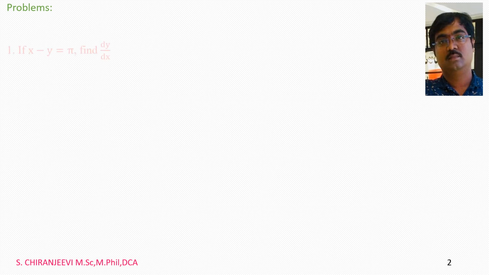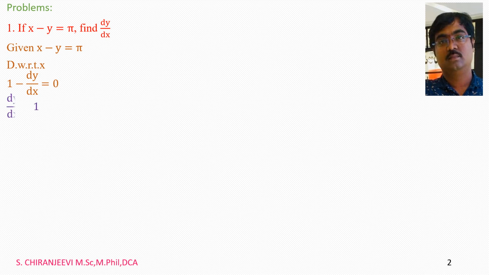Next, problems. If x minus y equal to pi, find dy by dx. Given x minus y equal to pi, differentiating with respect to x, differentiation of x is 1, differentiation of y is dy by dx, and differentiation of pi, which is a constant, is 0. Now shifting that 1 to this side and cancelling minus minus, the answer is dy by dx equal to 1.